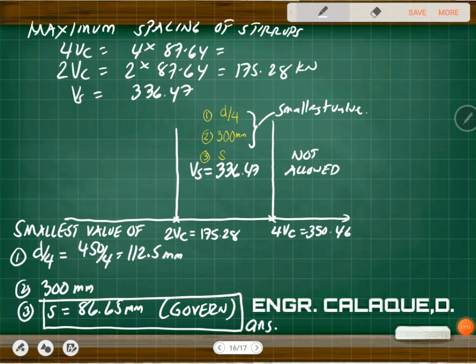No? Take note, yung spacing is always round down. And mas maganda pag mas maliit yung spacing. Mas safe. No? Kaysa yung mas malaki yung spacing.